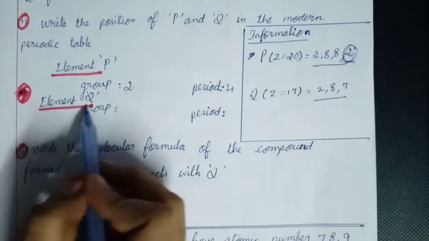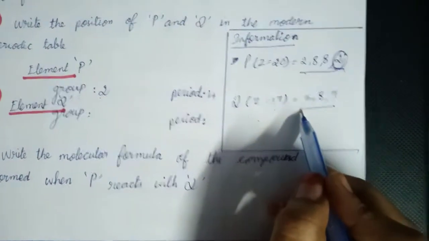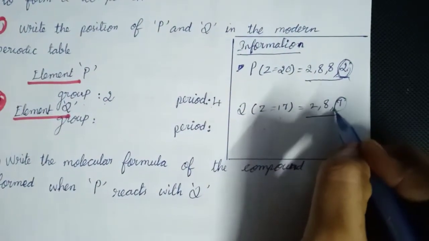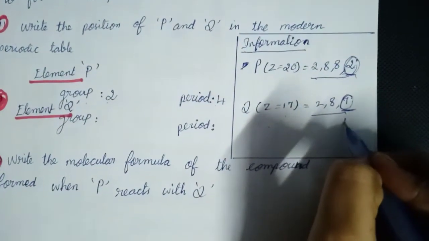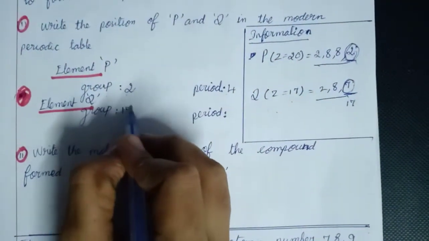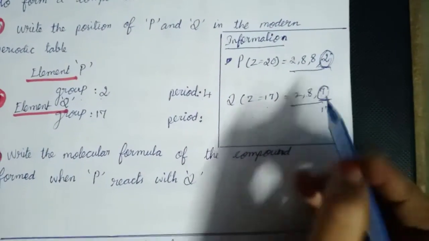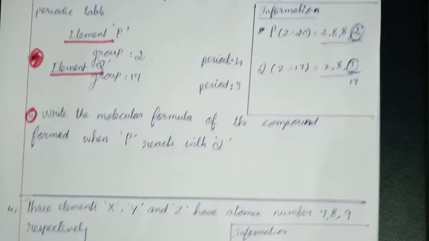And element Q. Element Q, atomic number 17, electronic configuration 2, 8, 7. So the outermost shell contains 7 electrons. So which group does it belong to? 7 means it belongs to the 17th group. So group number 17. And period, number of shells 1, 2, 3. 3 shells. So it belongs to period 3.